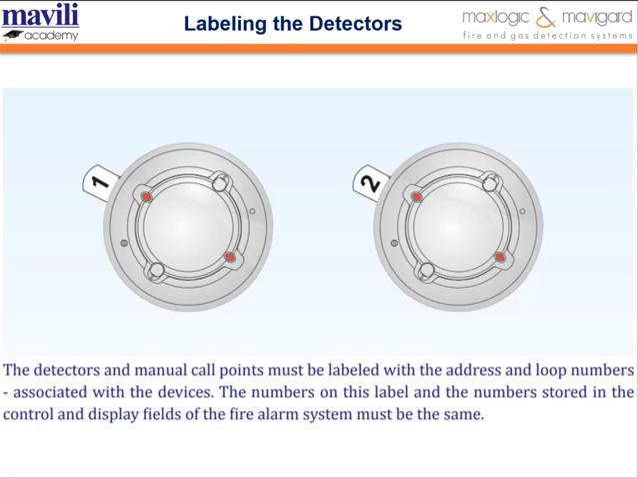At the moment, the numbering requirement is mandatory for detectors and manual call points, while it is not yet strictly required for other equipment. However, in practical installations, many professionals choose to label all field devices in this way, as it makes system identification, maintenance, and troubleshooting much easier.